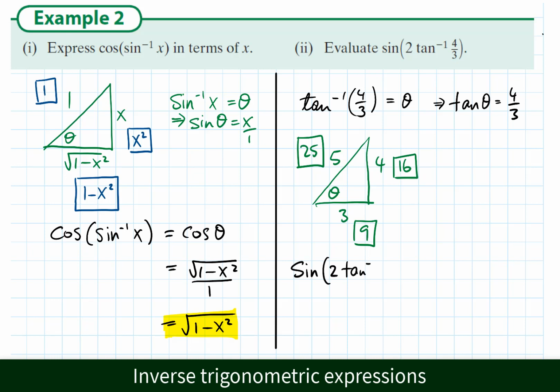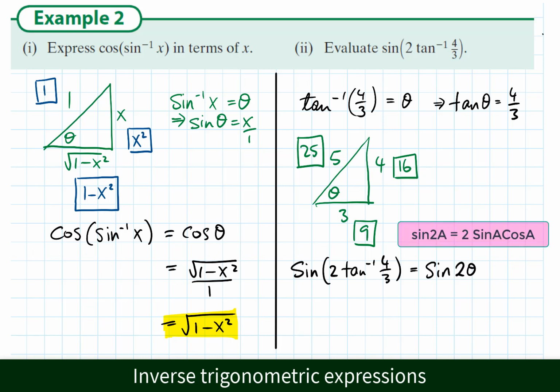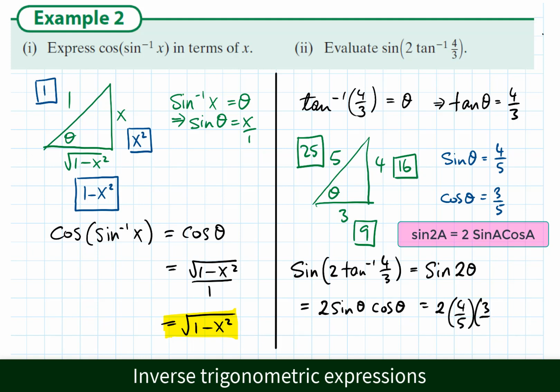So we want to get sine 2 times theta, or 2 times tan inverse 4 over 3. To do this, we'll use this formula here, that sine 2A is equal to 2 sine A cos A. So now all we have to work out is sine of theta, which is 4 over 5 from the triangle, and cos of theta, which is adjacent over hypotenuse, 3 over 5. So we can sub these fractions into our expression. And now just multiply it out. So we see our numerator is 24 and denominator is 25. And that's the answer.